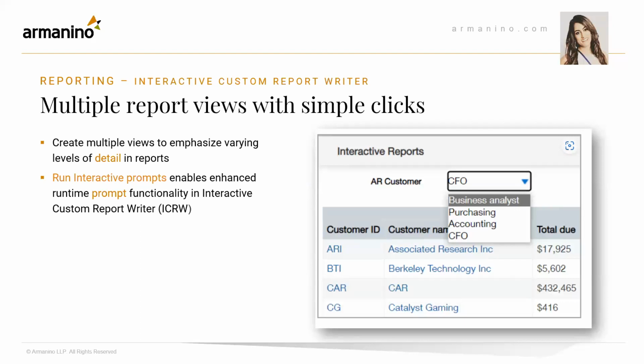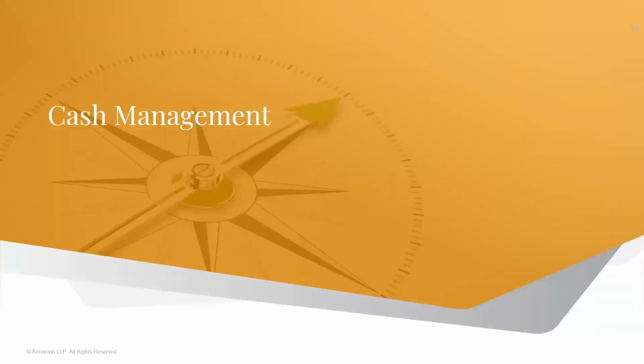Another functionality that was added was the Run Interactive Prompt. This enables SQL results, a longer list of selection values, on the runtime prompt functionality within ICRW. So that's super nice. Next slide. Cash management. Next slide.